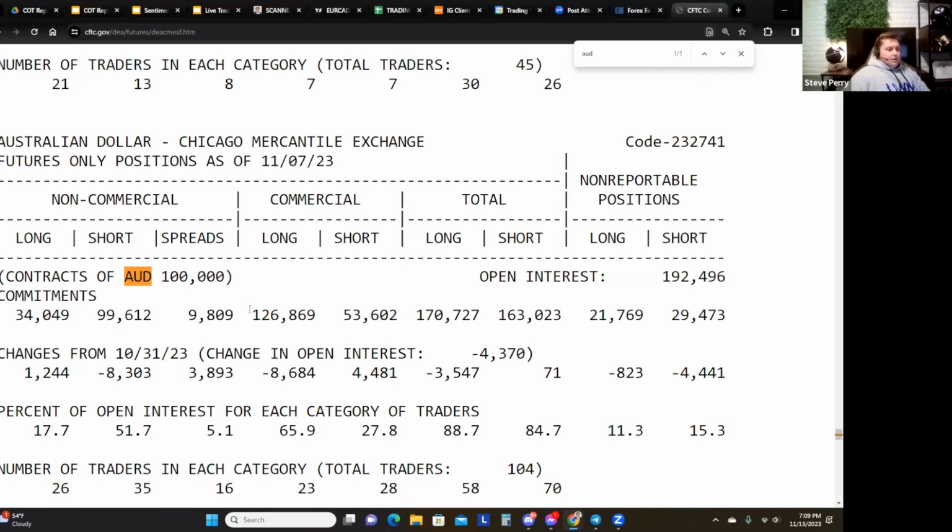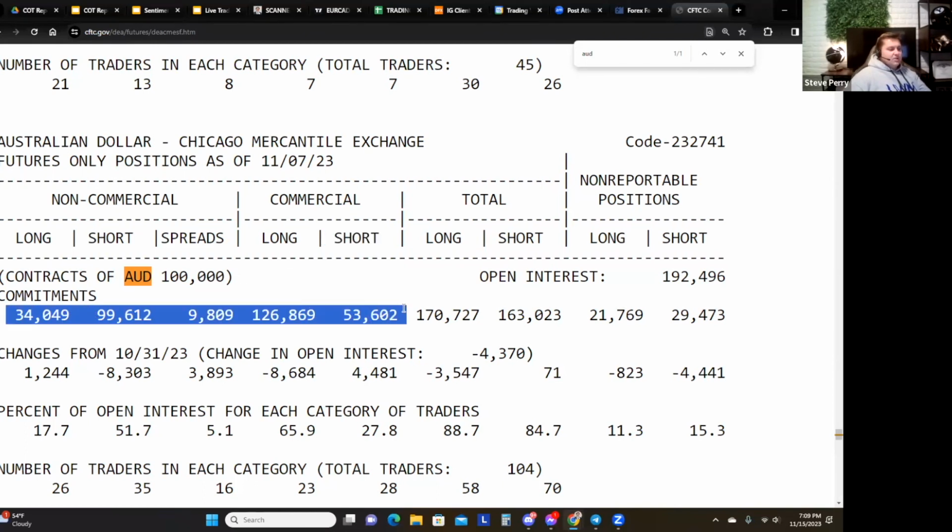So for example, with the Australian dollar here, this is what's currently happening between non-commercial and commercial data. You've got the long positions here and shorts here for non-commercial, you've got the longs for commercial, and you've got the shorts for commercials right here. This is the information that we're looking at right now.